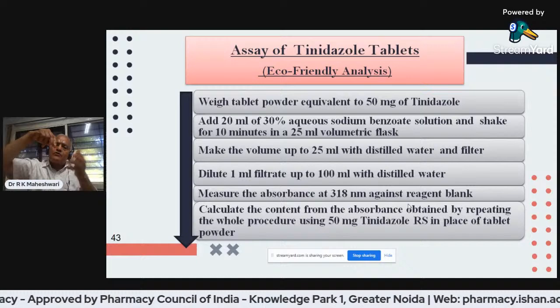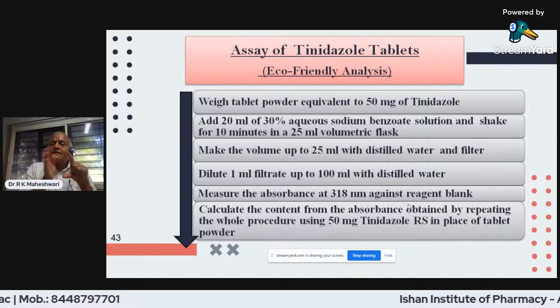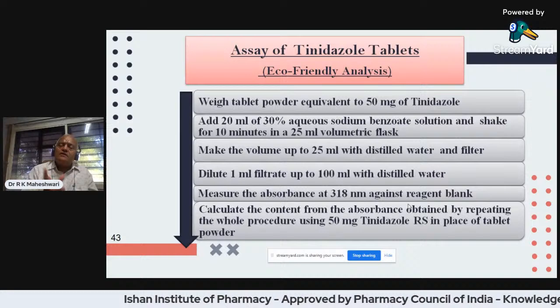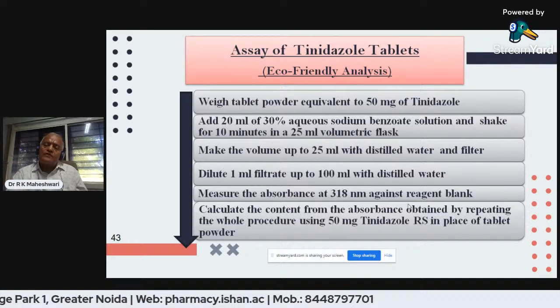Then up to the mark of 25 ml, you have to dilute with water. Previously you have taken 20 ml of sodium benzoate solution. Further dilution is with water, not with sodium benzoate solution, up to the mark. Then filtration to remove insoluble excipients. Then 1 ml of filtrate is diluted up to 100 ml with water. Then measure the absorbance of this solution at 318 nm against reagent blank.